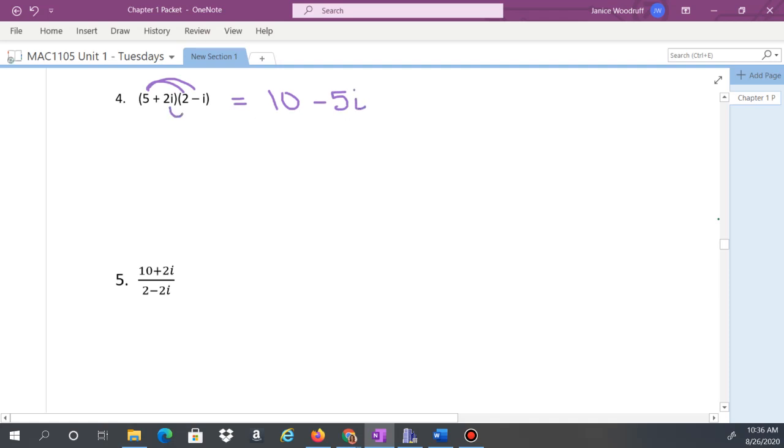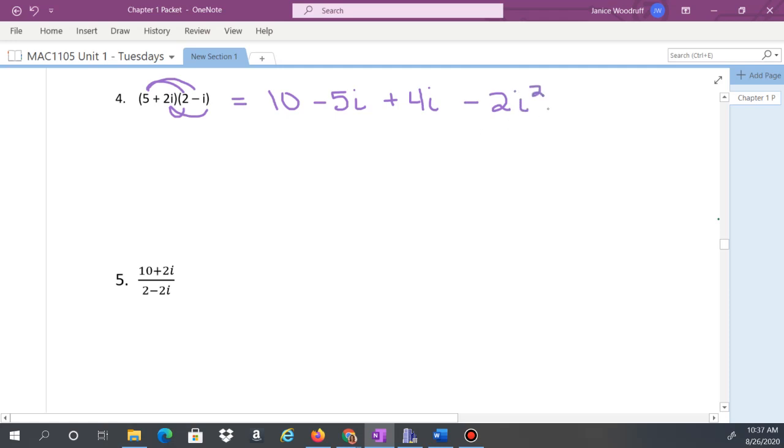Then we have a 2i times 2. That will give us a positive 4i. And then we have a 2i times -i. So that'll be a positive times a negative. So that'll give us a -2. And then i times i will be i squared.